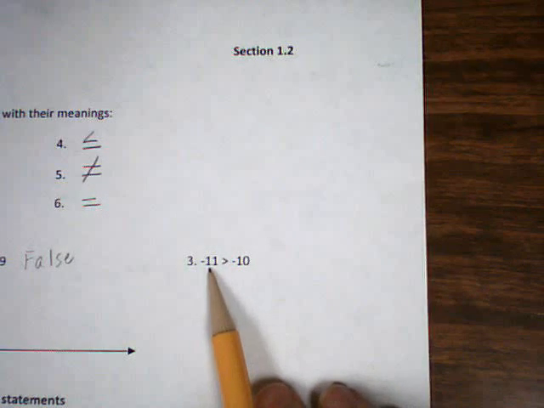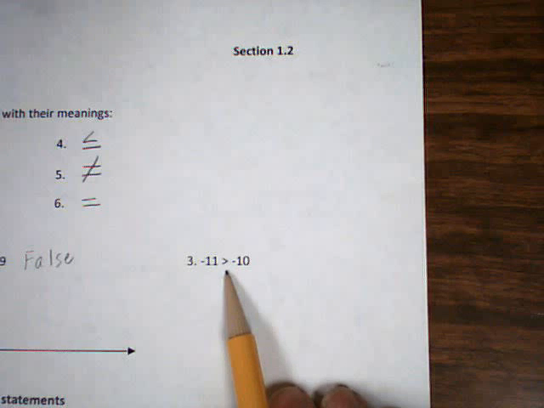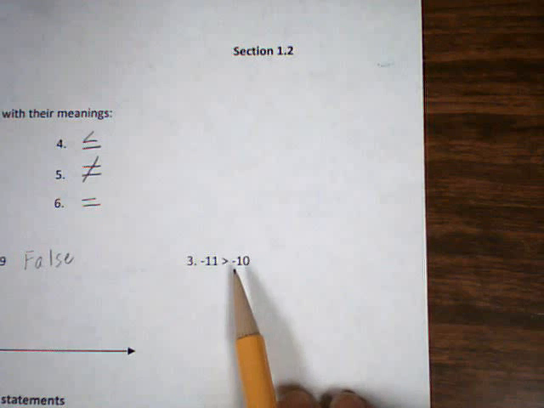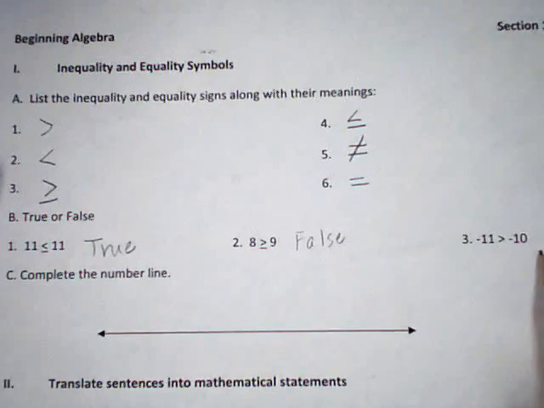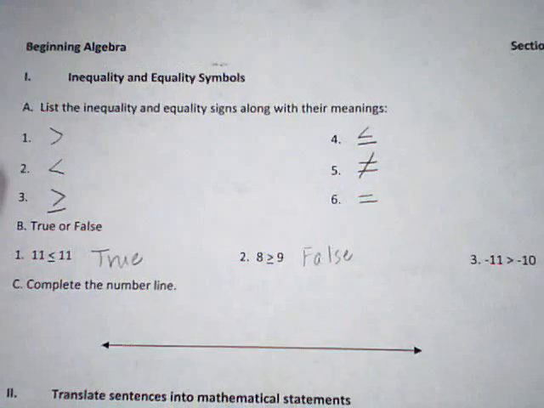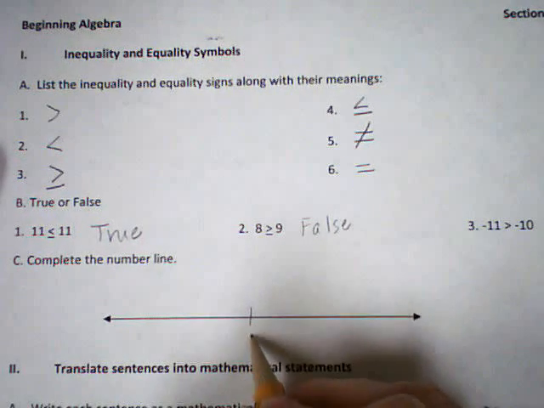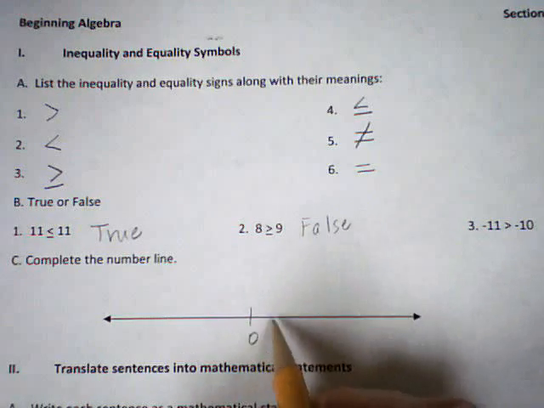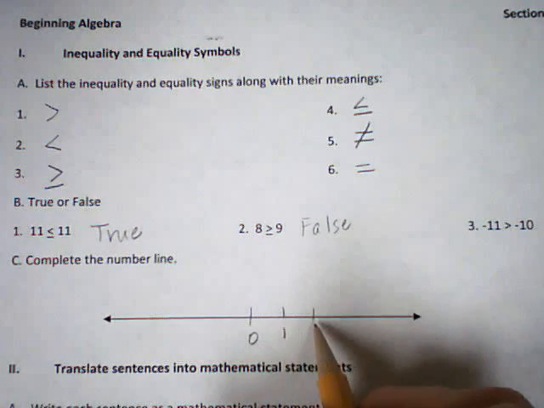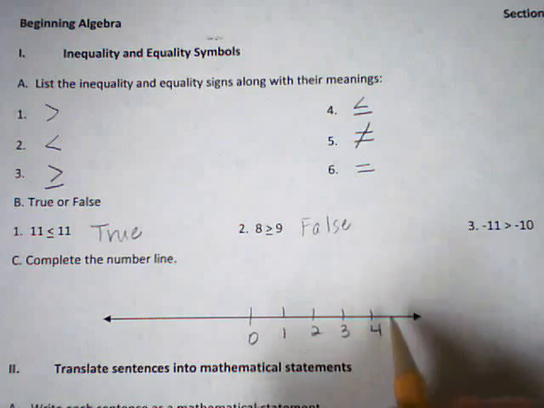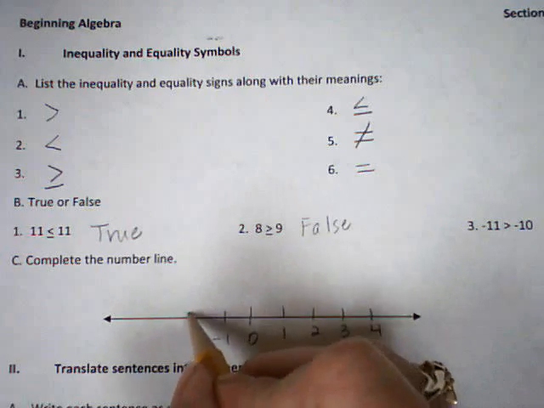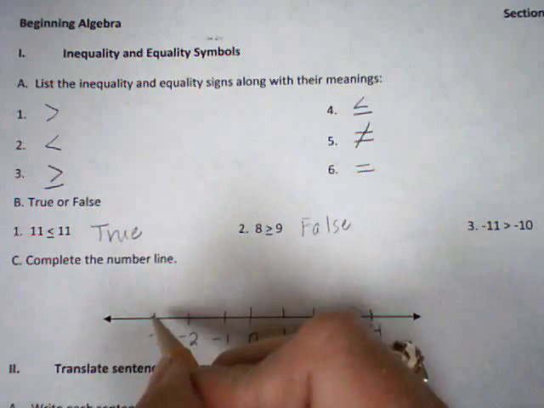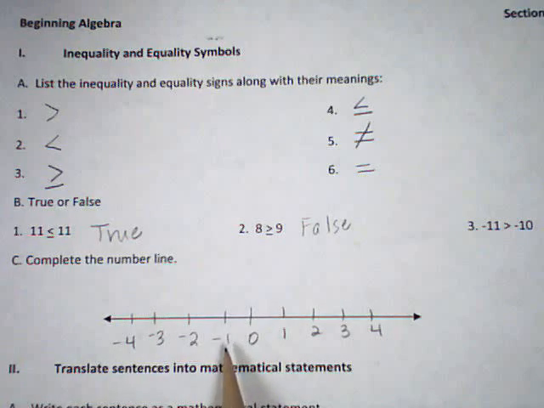Number 3 says negative 11 is greater than negative 10. Whenever you're talking about negative numbers, it may help if you refer to a number line. On a number line, we typically say 0 is in the middle. All of the numbers to the right of 0 are positive, and those numbers are going to increase as they go to the right. All of the numbers to the left of 0 are negative. The further you go to the left, the smaller the value of that number becomes.